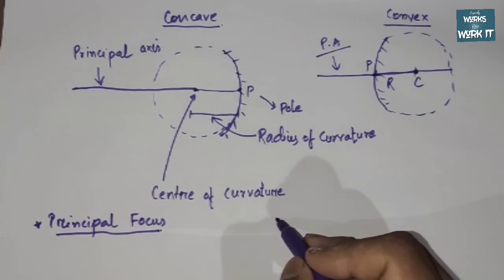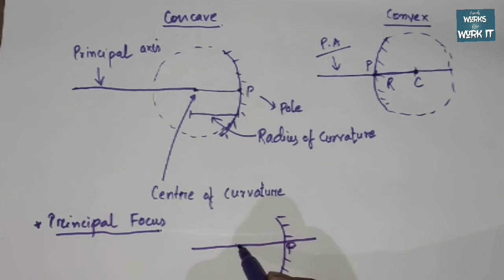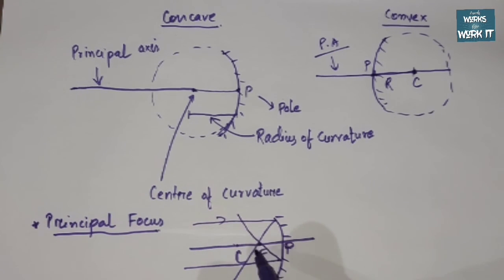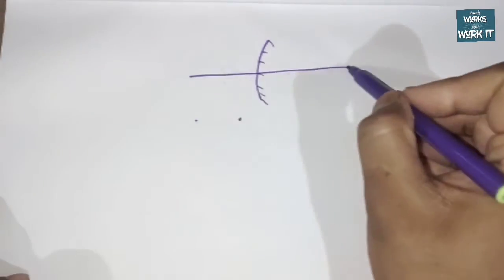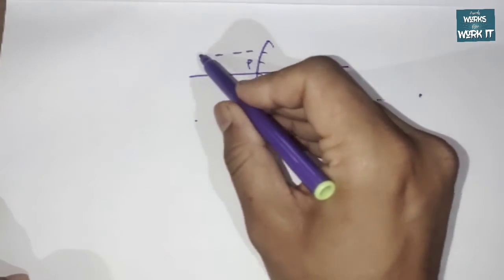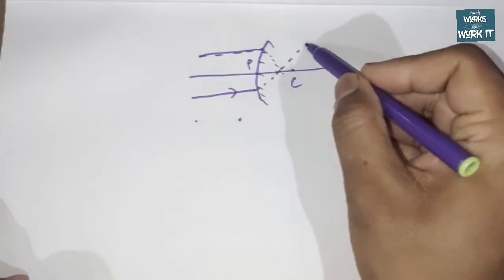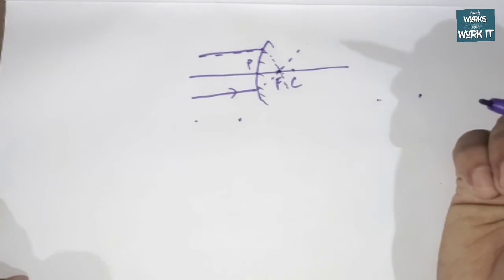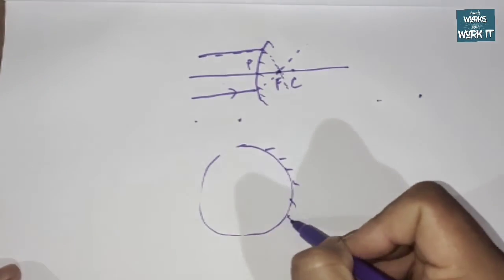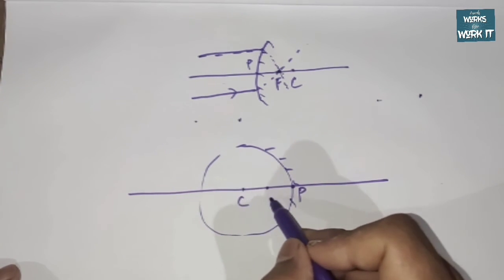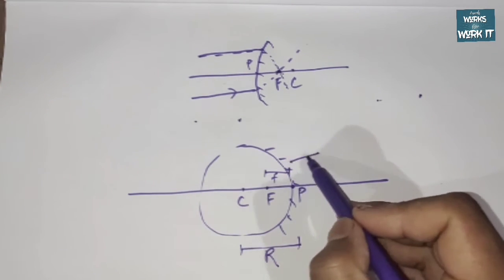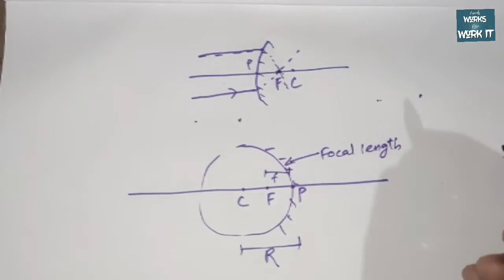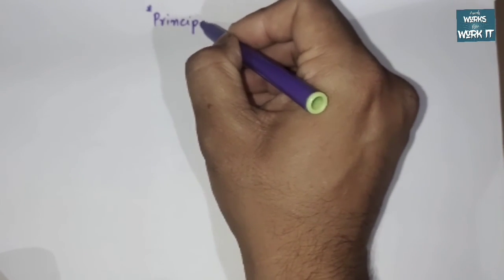Next, if I talk about principal focus, this is a concave mirror. This is the principal axis, P, C, and this point I have denoted as F. If you see here in the diagram, after reflection, all the light rays meet at a point, that is F. And here also, if I draw a convex mirror, all the light rays after reflection appear to meet at a point. That point is F, and it is called the principal focus. Again, I am drawing the same thing, C, P, F. This is the radius of curvature, and now we are getting a new term, the focal length, that is FP.